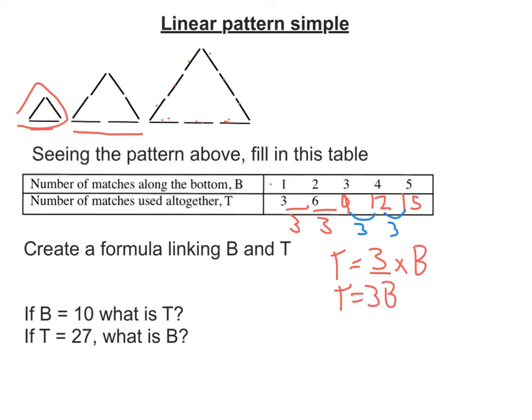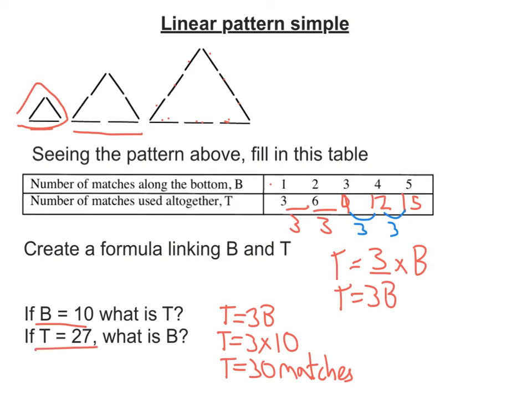So now we're going to use this formula. It says, if B is 10, what is T? Well, T is equal to 3B, so T is going to be equal to 3 times 10. So T equals 30 matches. If there are 10 in the base, there'd be 30 matches in total.